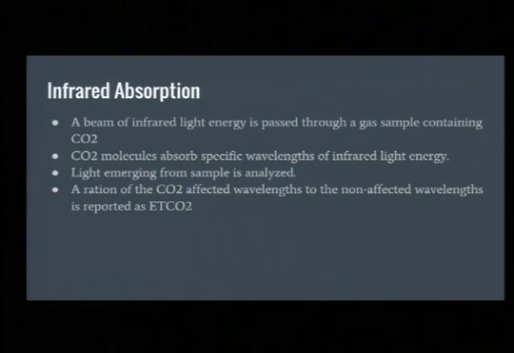There's a complicated physics way of getting your reading. It's similar to your pulse ox, but there's a beam of infrared light that passes through a gas sample containing CO2. The CO2 molecule absorbs a specific wavelength of that light, and the light emerging from that sample is analyzed, and a ratio of the CO2-affected to non-affected wavelengths is turned into a reported CO2. So that's the fancy physics way of saying you get a number because of light being absorbed through that gas.